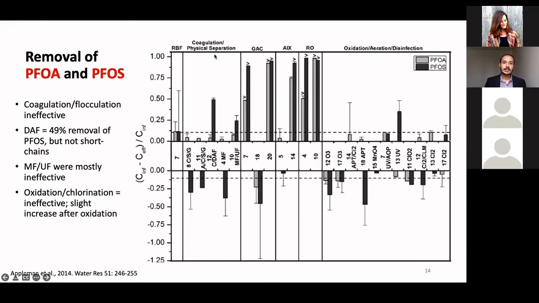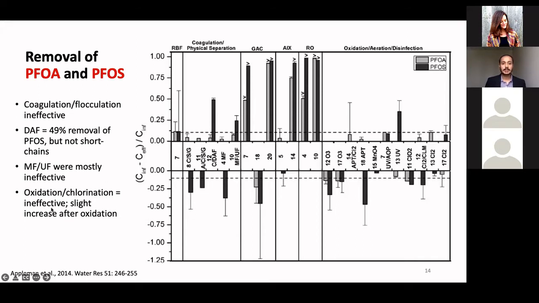And as you can see, the coagulation and flocculation approaches and physical separation approaches are ineffective in treatment of PFAS. As you can see, the values are very low. The only system that shows some removal, about 49% removal, was a dissolved air flotation system, but that removal was just specific for PFOS, and other PFAS were not removed in that system. Microfiltration and ultrafiltration were not effective in treatment of PFAS.